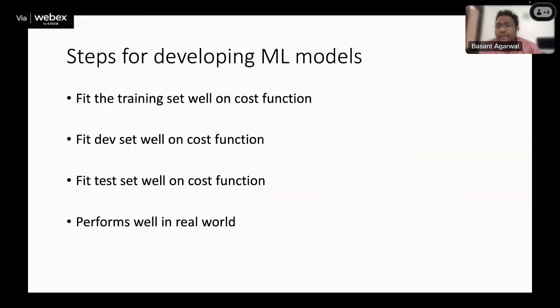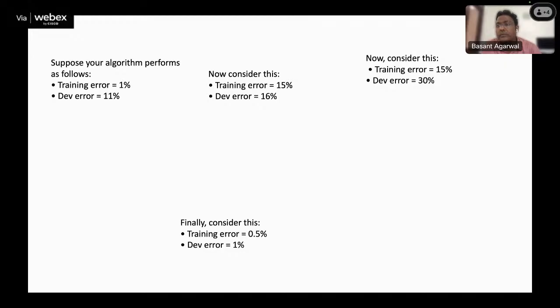Okay, in general, the steps are: first we try to fit the training set well with the cost function, and then we use the development or validation set on the cost function, and further after developing the model, after several iterations and training of the model, we see how it works on the test data. Mostly we'll see four kinds of situations. First, let's say we have a training error of 1% and validation error of 11%.